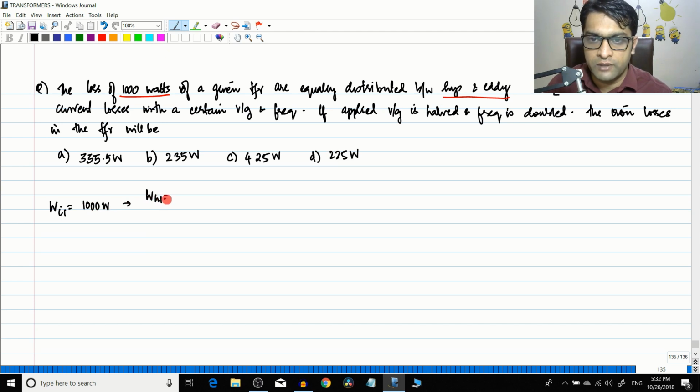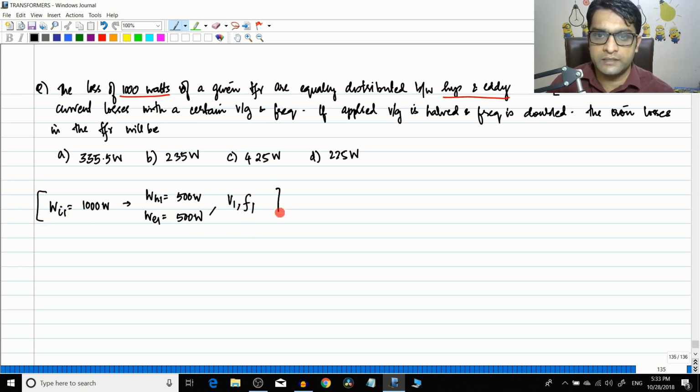So WH1 will be equal to 500 watts and WE1 will be equal to 500 watts, because the 1000 watts, which is the total iron loss, is equally distributed between these two with a certain voltage and frequency. Let us assume that in this condition, the voltage is V1 and F1.